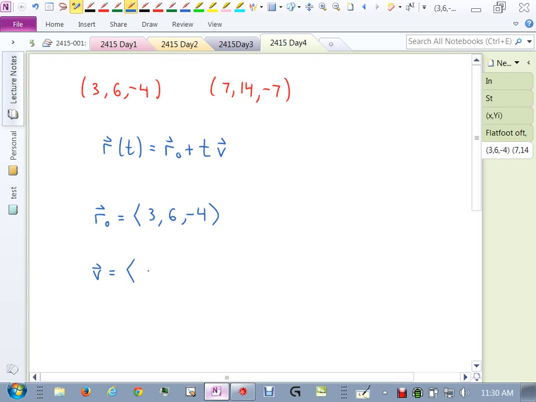It's back. What's V? 4, 8, -3. Right? So the vector equation of the line, I'm ready to write it down, is r(t) equals r0, which is 3, 6, -4.